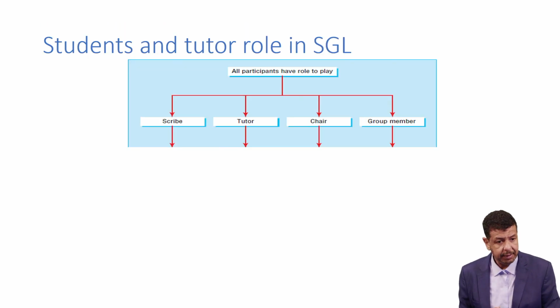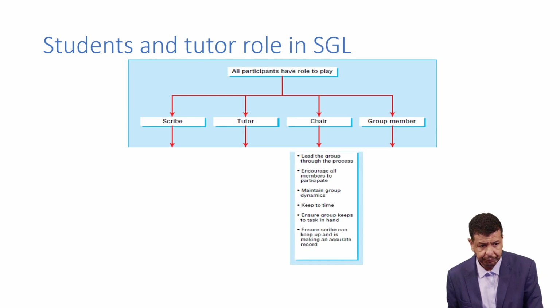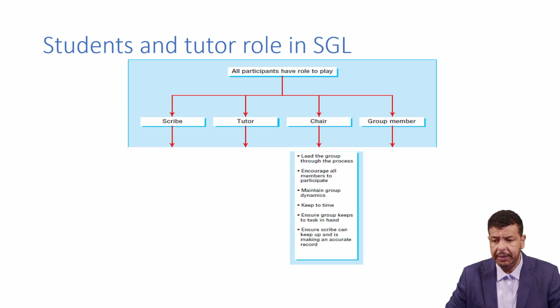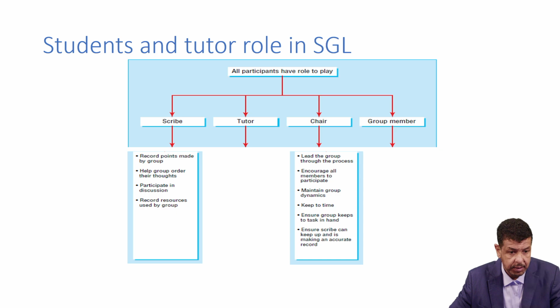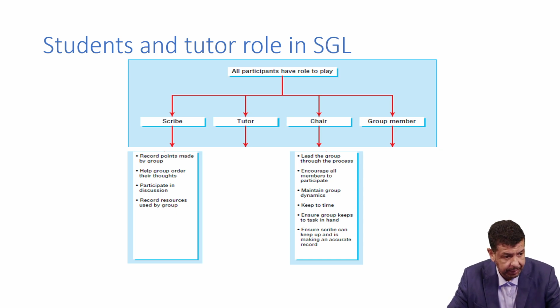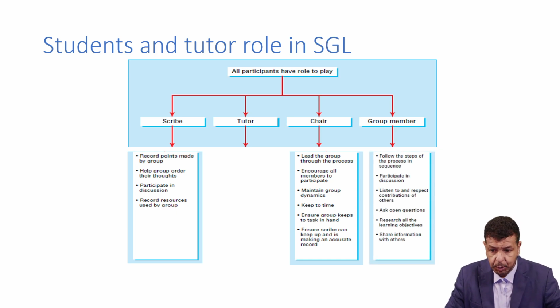The next slide describes the roles. We should know the role of the different members in a small group. The chair of the group is the one who leads the group, encourages them to participate, maintains the group dynamic, supports the environment, keeps the time, and so on. Scribe is the one who takes the notes, supports the leader, engages in the discussion, and helps to organize thoughts, and so on. Group members should show respect to each other, participate in the discussion, listen, and ask questions, establish a safe environment, and so on.